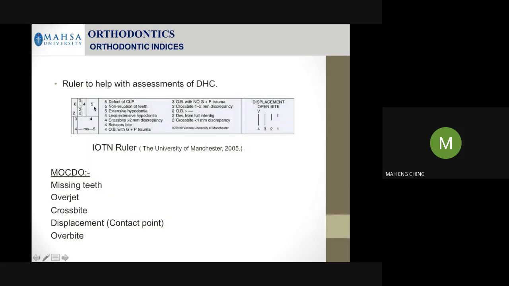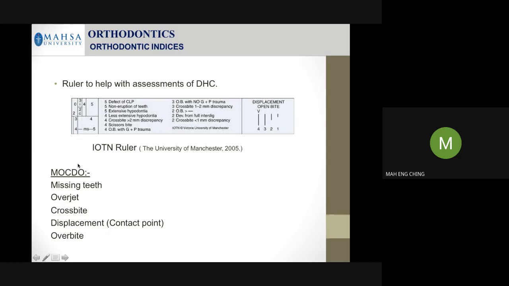Okay, so when we grade this IOTN, we usually grade them according to this mnemonic called MOCDO, MCODO. The M stands for missing teeth, then O is for overjet, then C is for crossbite, then D stands for displacement of the contact point, then the last one is overbite.